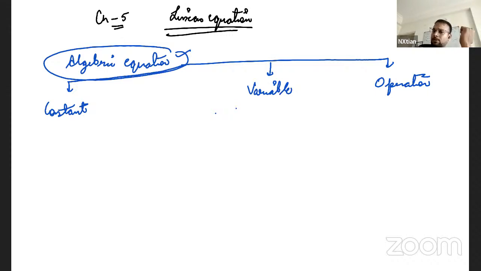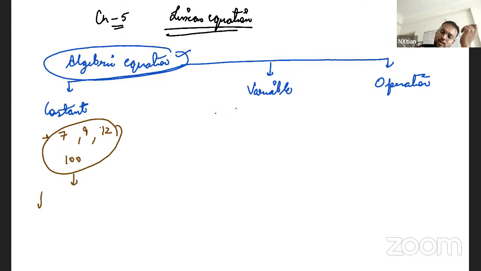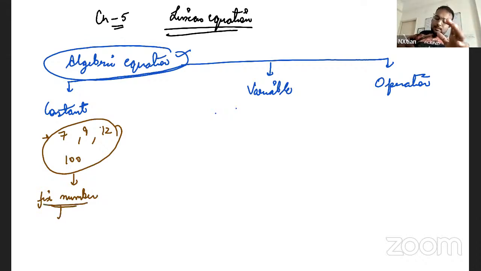Constant, variable, and operation. Constants are the fixed values, like fixed numbers, like 7, 9, 12, 100. These are called constants, which are the fixed numbers. Their value won't change. Like if it is a 100 rupees note, at Joshua's place also it's a 100 rupees note, at Jahan's place also it's 100 rupees. The 100 rupees won't change. The 100 is a number which won't change. So it's a fixed number and its value never changes.